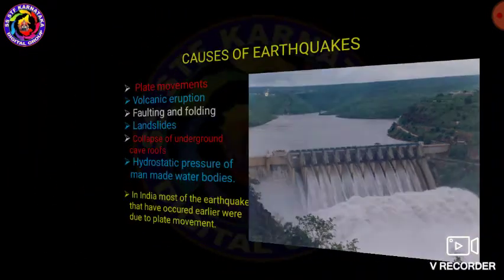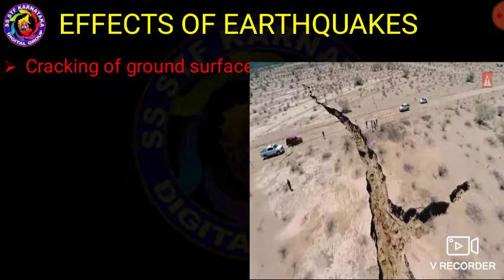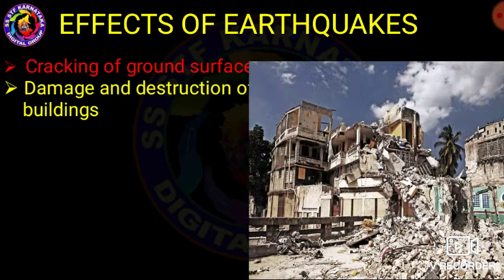Then, what are the effects of earthquakes? The effects of earthquakes are, like, cracking of the ground surface. All of you know that. Then the second one is damage and destruction of buildings. All of you know that. Damage and destruction of buildings is one of the major effects of earthquakes.